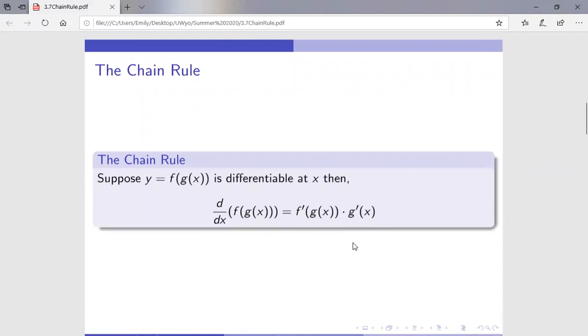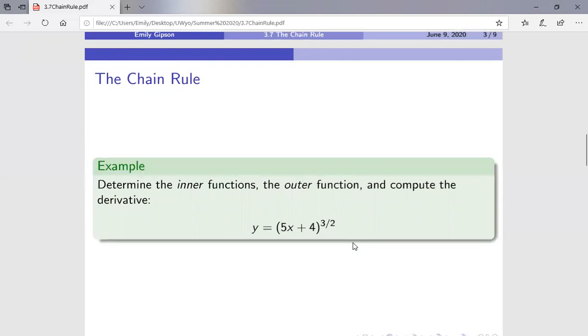Suppose y equals f of g of x, and that it's differentiable at a point x. Then d/dx of f(g(x)) is equal to f prime of g of x times g prime of x. So we have the derivative of our outside function, with our inside function left in, times the derivative of our inside function. Let's see how this works with a couple examples.